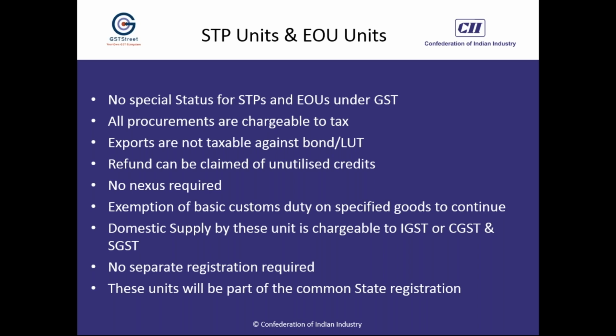Exemption from the basic customs duty on specified kinds of goods is always available. Earlier also this was available to the STP unit, and currently also that is maintained. So BCD is not chargeable on imports made by an STP unit of those kinds of goods which are allowed under the STP scheme to be free of customs duties. In such a situation, you can claim the BCD exemption, being an STP unit, by purchasing under a bond. So these are purchases made under a bond.